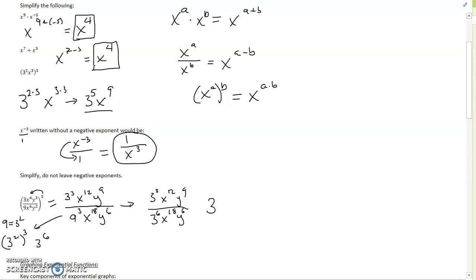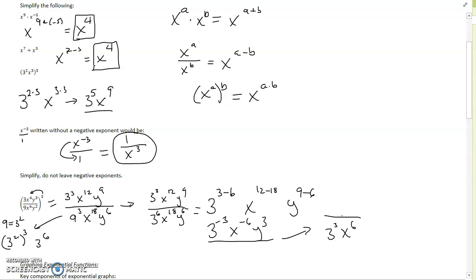So it's going to be 3 to the 3 minus 6, x to the 12 minus 18, and y to the 9 minus 6. All right, so let's resolve this. This gives me 3 to the negative 3rd, x to the negative 6th, and y to the 3rd. So the things that have negative exponents need to move into the denominator. So the 3 to the 3rd is going to move into the denominator. The x to the 6th is going to move into the denominator and become positive, and the y to the 3rd is going to stay in the numerator.